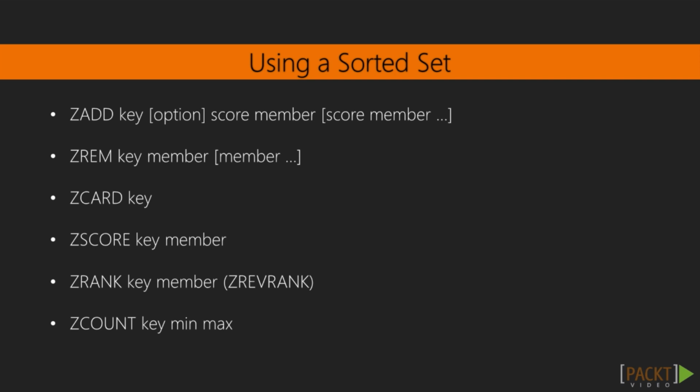Now rank is the position of an element in the sorted list. If the element is at the front of the list, in other words has the lowest score, it will have a rank of 0. If it's at the end, it will be equal to the cardinality of the list minus 1. Conversely, using zrevrank, we'll reverse the rankings and assign rank 0 to the highest score. Finally, zcount will retrieve the number of elements that exist between the min and max scores specified.